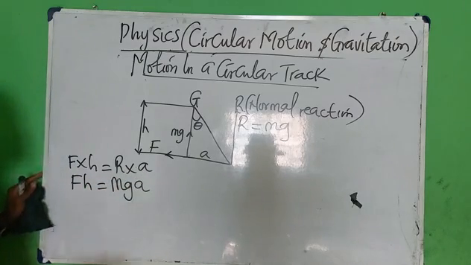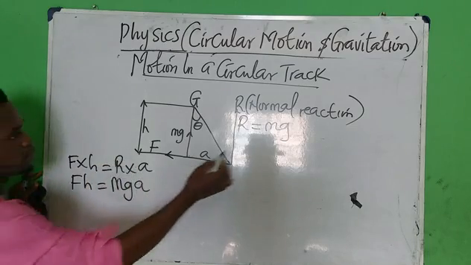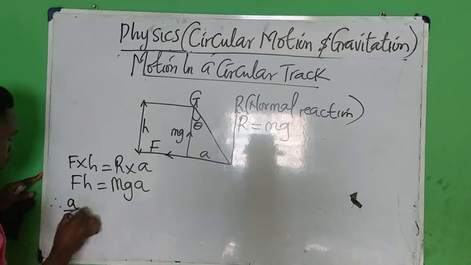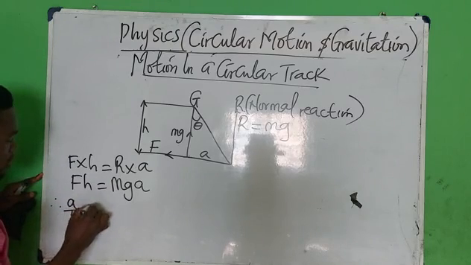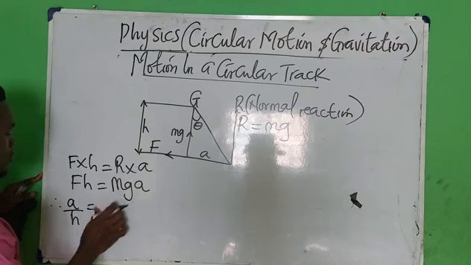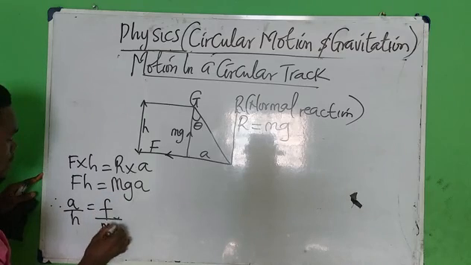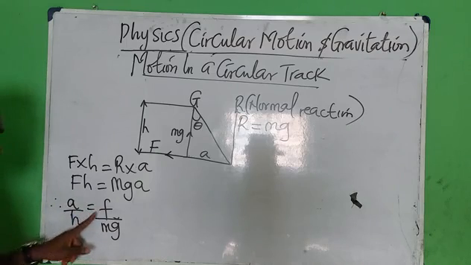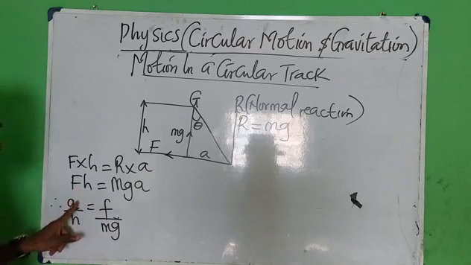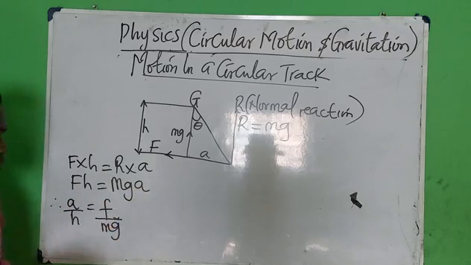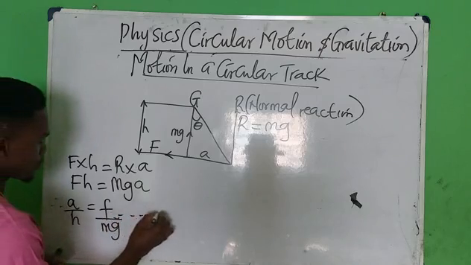mgA. True or false? True. In place of this arrow, put what? mg. Is that understood? Therefore, A over H is equal to mg over, is equal to F over what? mg. Are we confused? Any confusion? No, I believe you. So this is what I did. F times H, you have FH, right? So A times mg, you have what? mgA. So I'll make this equation 1.